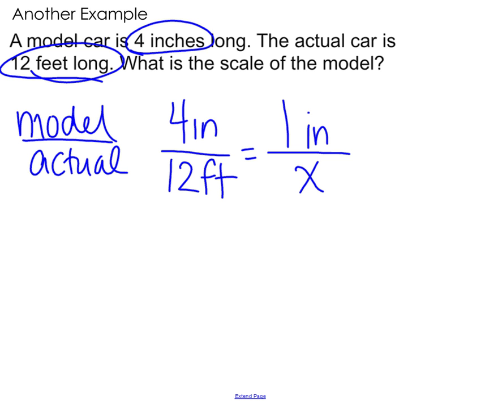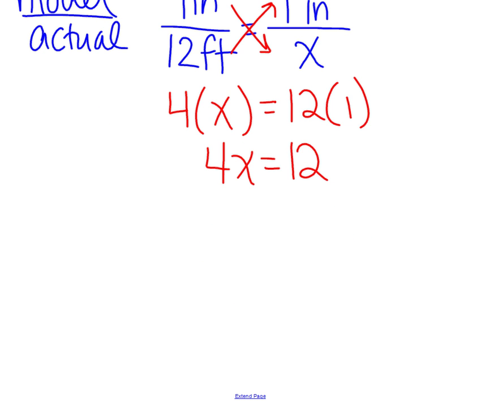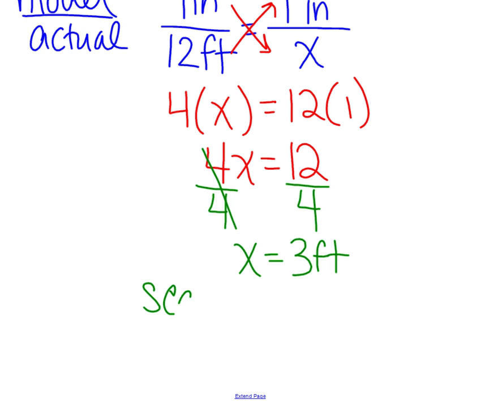So now I'm going to set up my cross products. So 4 times x, and then I have 12 times 1. So now that I have my cross products, I'm going to multiply them out. 4x equals 12. Now that my variable x is being multiplied by 4, I'm going to divide by 4 on both sides of the equation so that I can solve it to x equaling 3 feet. So our scale is going to be 1 inch equals 3 feet.